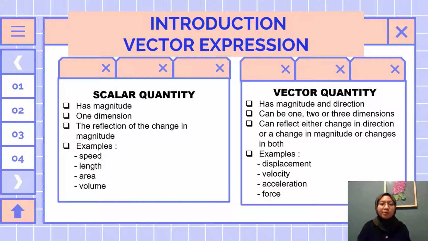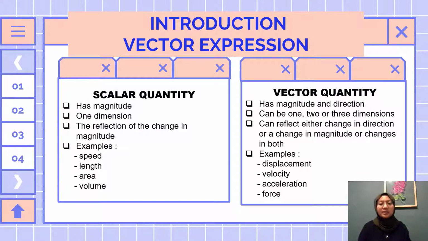First is about scalar quantity. Scalar quantity has a magnitude but no direction. Number 2, every scalar quantity is one dimension. Besides that, any change in scalar quantity is the reflection of the change in magnitude. Number 4, any mathematical operation carried out among two or more scalar quantities will provide a scalar only. However, if a scalar is operated with a vector, then the result will be a vector. The examples for scalar quantity are speed, length, area, and volume.